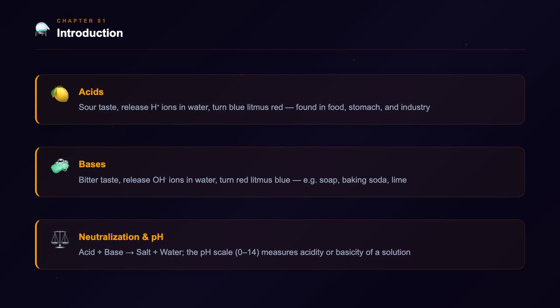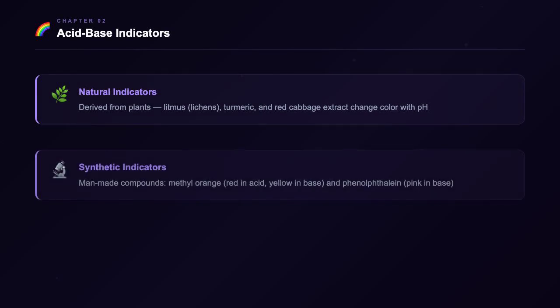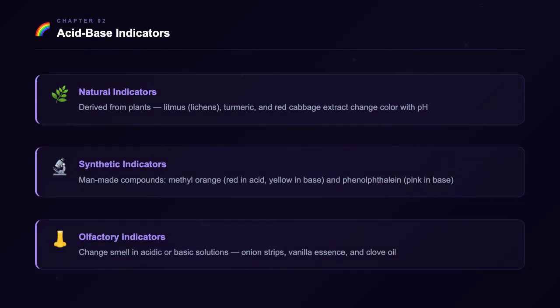When acids and bases react, they form salts through a process called neutralization. This reaction cancels out the properties of the acid and base. Acids, bases, and salts are found everywhere, from food to factory products. The pH scale measures how acidic or basic a substance is, which is crucial for controlling reactions in labs and industries. An acid-base indicator is a chemical compound that changes color when the pH of a solution changes.